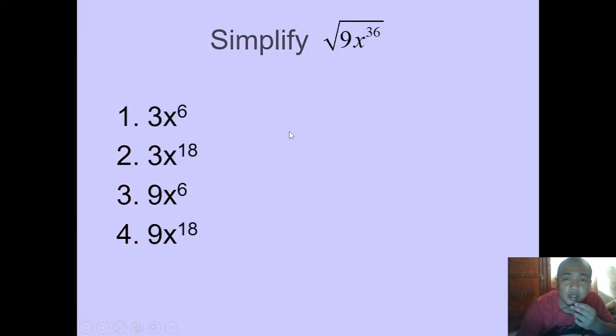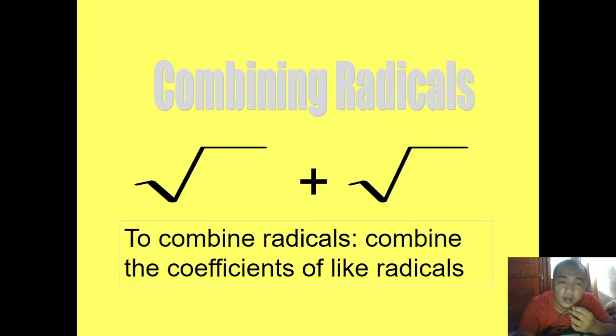How about this? Square root of 9x to the 36. Okay, what's the square root of 9? 3. What is the square root of x to the 36? 36 divided by 2, 18. So 3x to the 18. What do you think is the answer? Number 2. Yes, 3x to the 18. Okay, let us now proceed to the next.